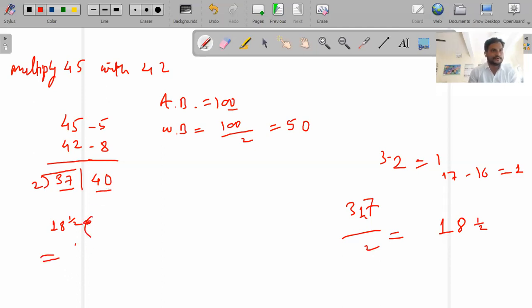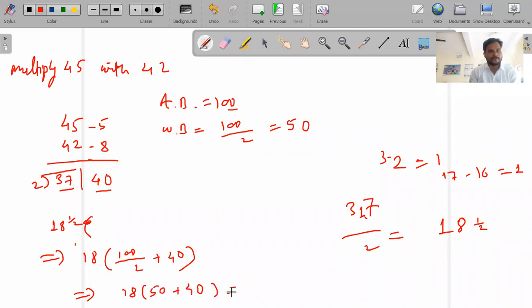So the next step will be 18 as it is. This 1 by 2 is 100 divided by 2 plus 40. 100 divided by 2 will be 50. 50 plus 40 is 90. So this will be the answer then. You can check the multiplication.